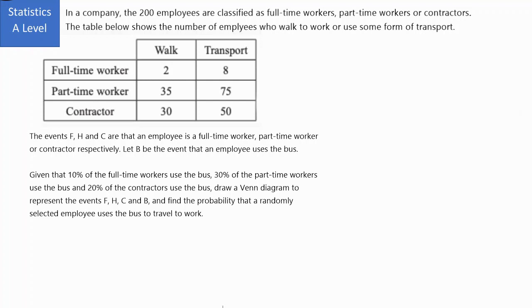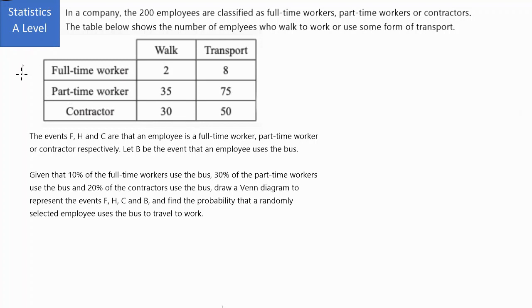So in a company, the 200 employees are classified as either full-time workers, part-time workers, or contractors. The table below shows a number of employees who walk to work or use some form of transport. Out of the full-time workers, 2 of them walk and the rest get some form of transport. Out of the part-time workers, 35 walk, 75 get other form of transport, and contractors, 30 walk, 50 get transport. It says the events F, H, and C are that an employer is a full-time worker, a part-time worker, or contractor. So I'll just make a note of that.